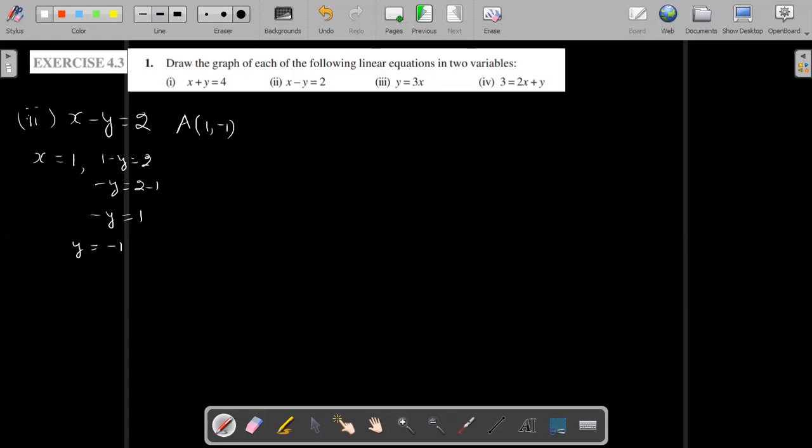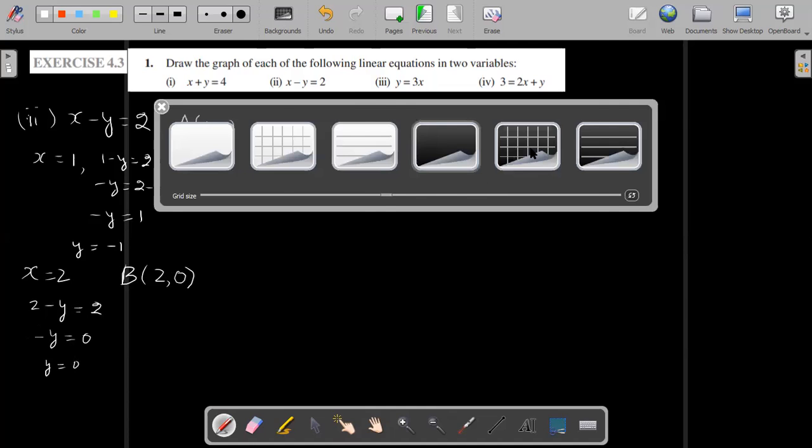And for another point, suppose we take x is equal to 2. Substituting x is equal to 2, we get 2 minus y is equal to 2, and minus y is equal to 2 minus 2, which is 0. So y is equal to 0. So point B is 2, 0.